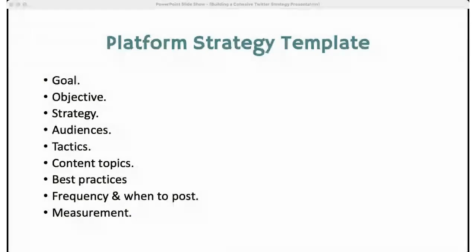Best practices are just reminders for people, really. These are not super in-depth. I think that best practices should go on perhaps a separate document. However, this is your own document. For us, I don't want to put all our best practices on here, but if you want to, go right ahead. Frequency and when to post will really vary based on your audience's activity times.